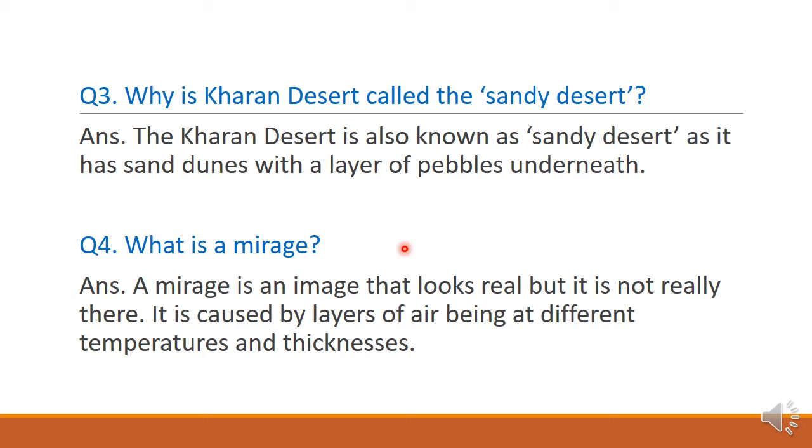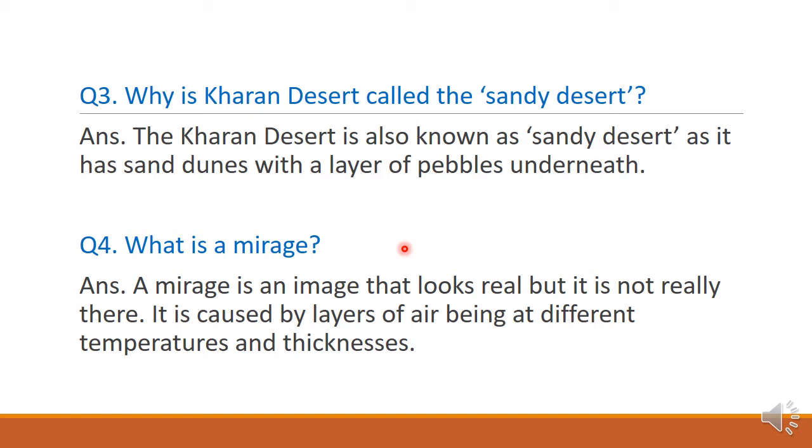So that is why it is known as the sandy desert, because sand dunes are properly made over it, and you can see the sand dunes over there as well. And if you remember, Thar desert is known as the friendly desert, and Kharan desert is known as the sandy desert.